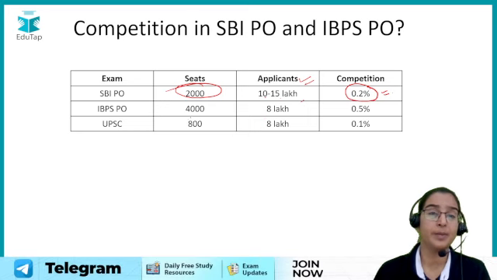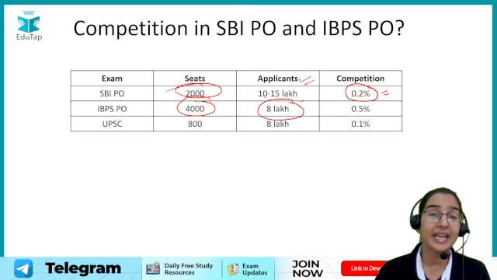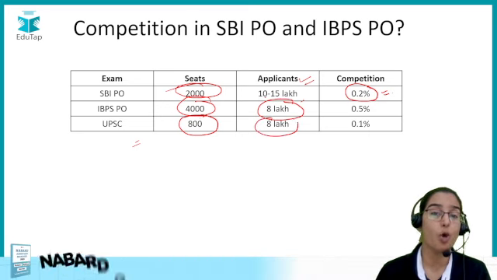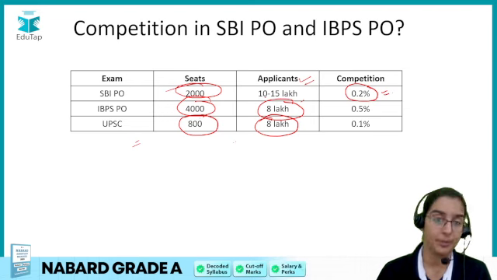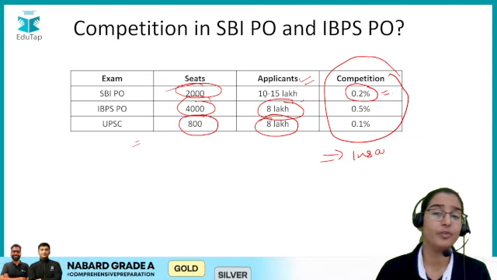Coming to the IBPS PO, around 4,000 seats and the applicants are 8 lakh. If I talk about UPSC, again, the number of seats are 800 to 1000, but the number of people applying for this exam are also around 8 lakh to 10 lakh people, right? So students, these figures tell us that the competition is insane no matter which government job you are applying for.